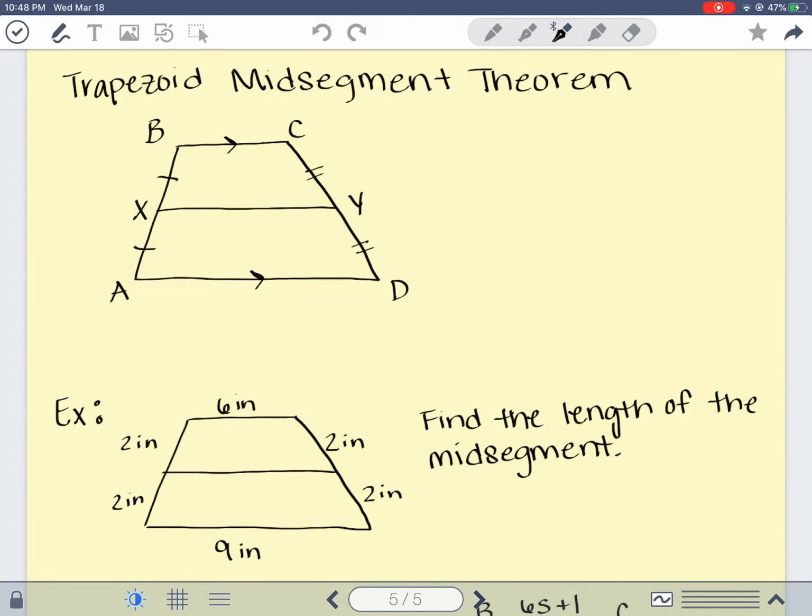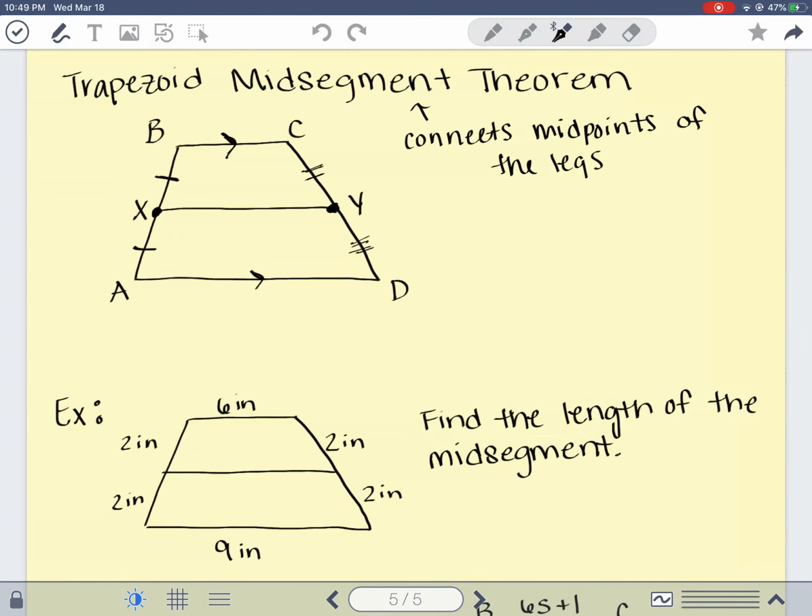All right, the last thing we are going to learn is the trapezoid mid-segment theorem. So your mid-segment, just like in a triangle, connects the midpoints of the legs. So we know that x is our midpoint because these two pieces are congruent, and y is our midpoint because these two pieces are congruent.